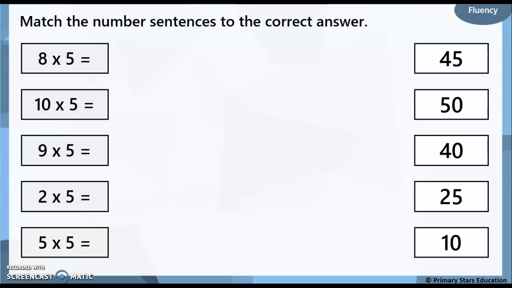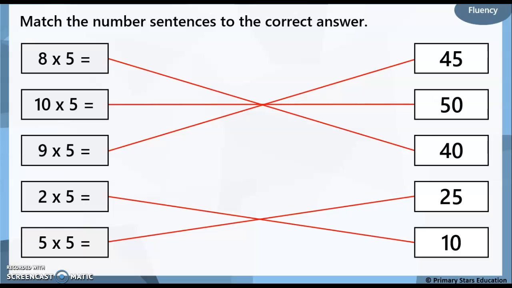You can always work those out through your skip counting, but when looking at these questions, can we make it easy? Can we recognize a pattern? As I noticed, the smallest one would be 2 times 5, so that's going to give me the smallest answer. So if I look at the answers here, what's the smallest answer? 10. And here are the answers there.